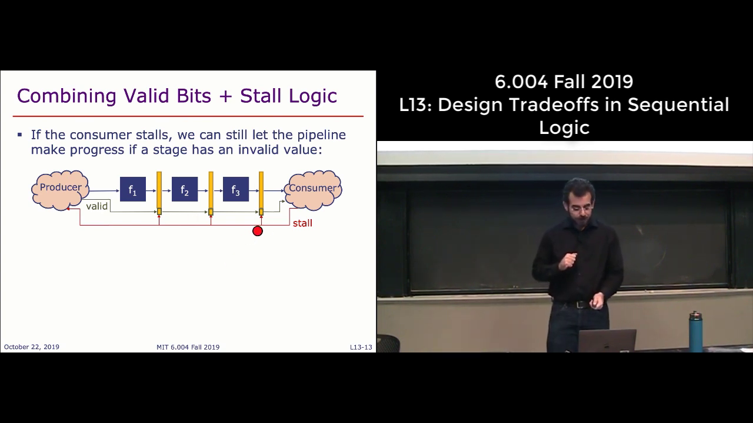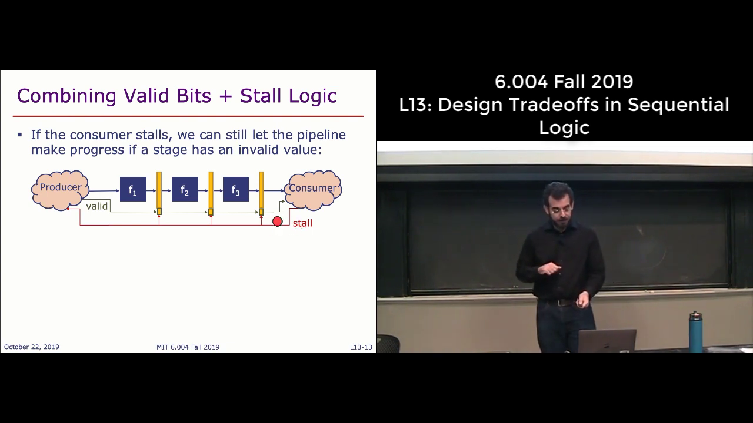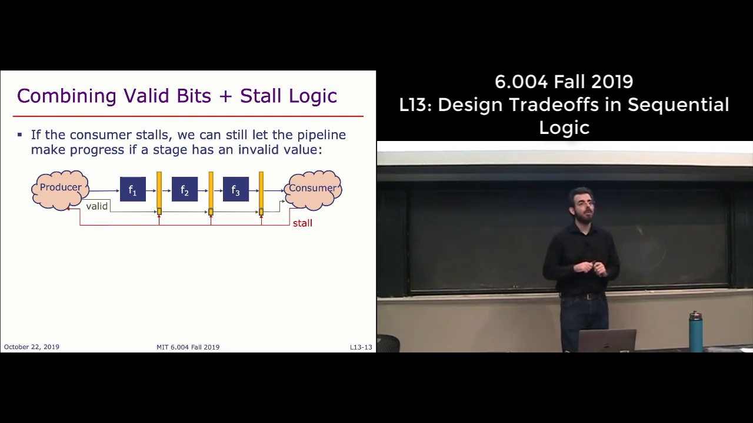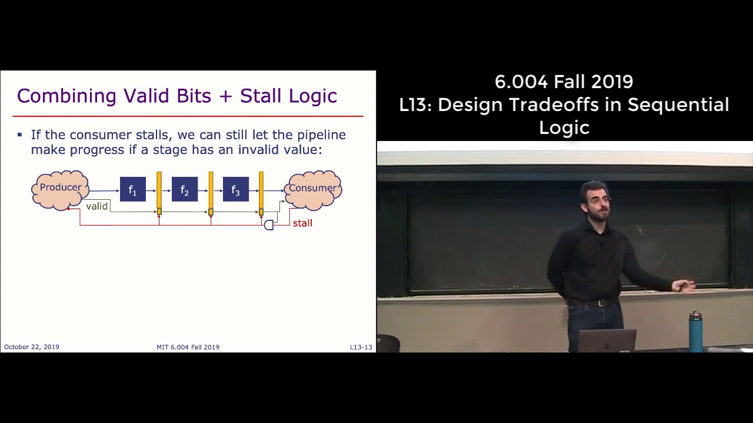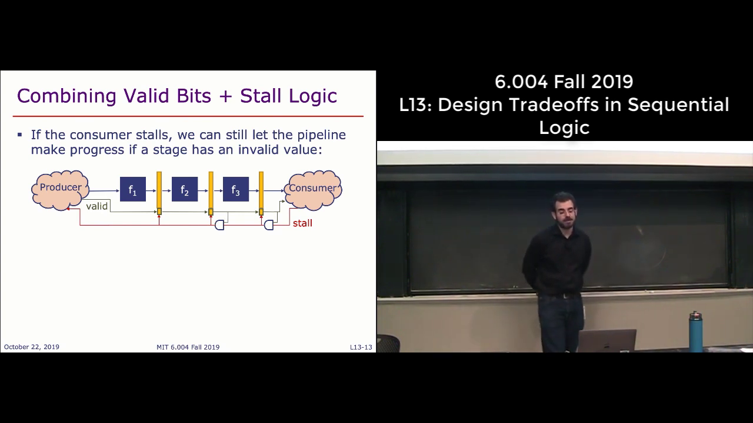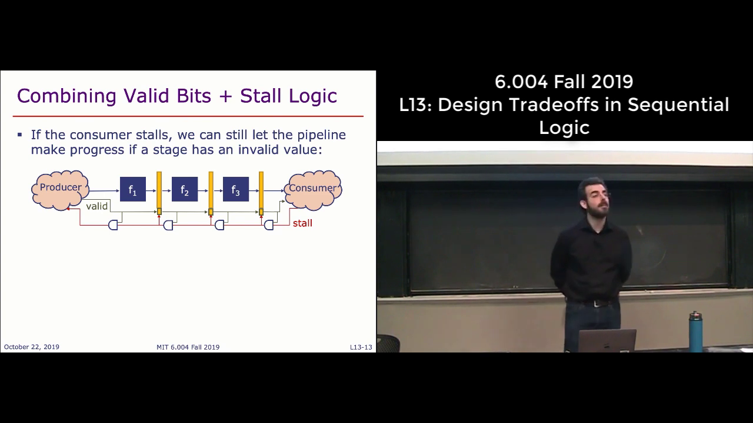So let's first ask ourselves, if you had an invalid value in this output register, and the consumer told you to stall, why not say, well, the consumer wants to stall, but the output is invalid, I don't care about it, let's just not. So this is just an AND gate. If stall is 1, but valid is 0, this output is now 0, and the rest of the pipeline doesn't stall. And so what happens is we just crush the invalid value in the next cycle. And we repeat this procedure for every pipeline stage.